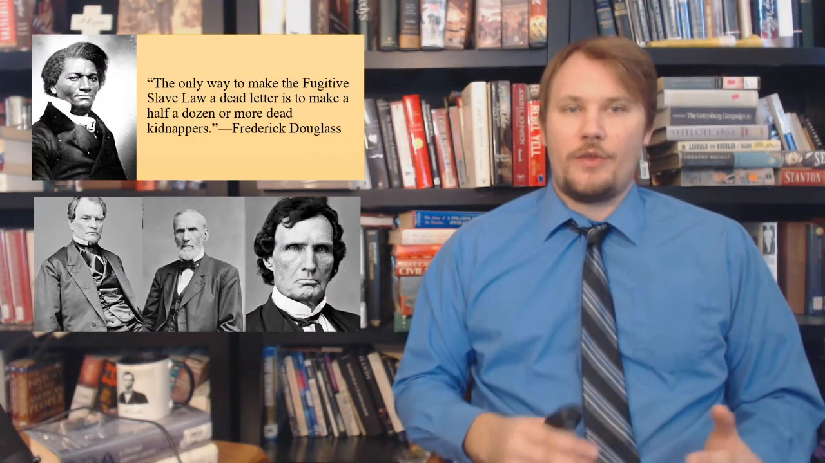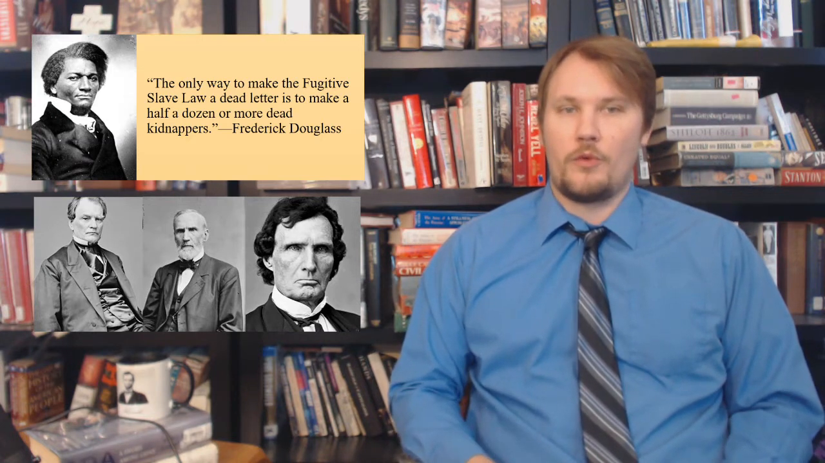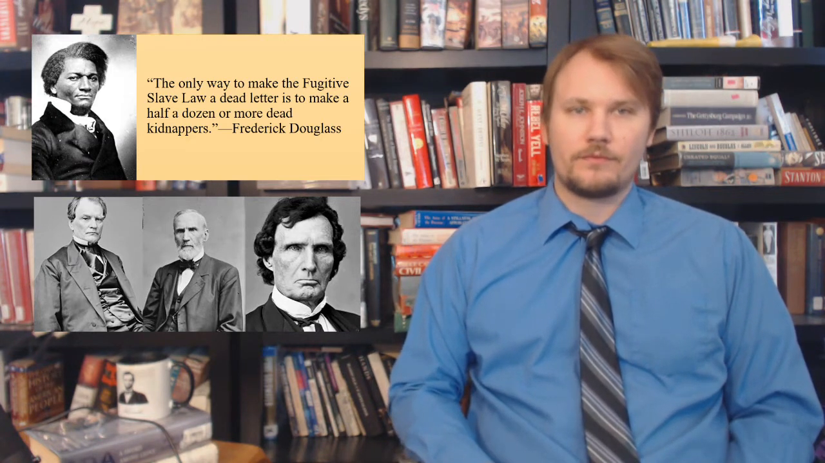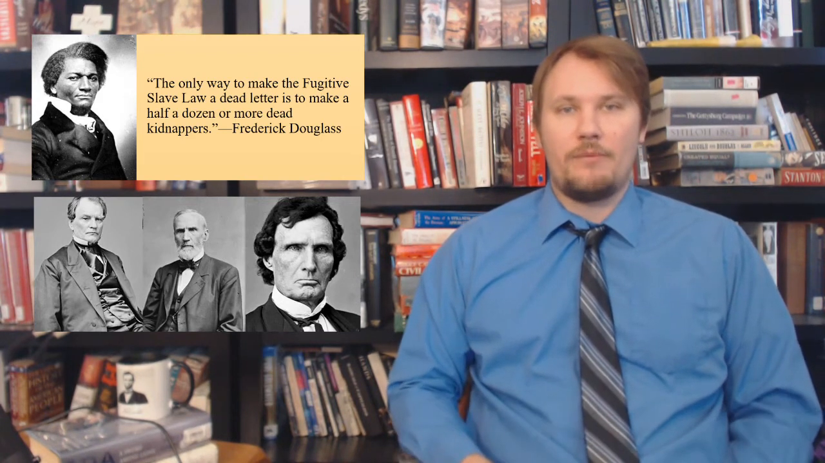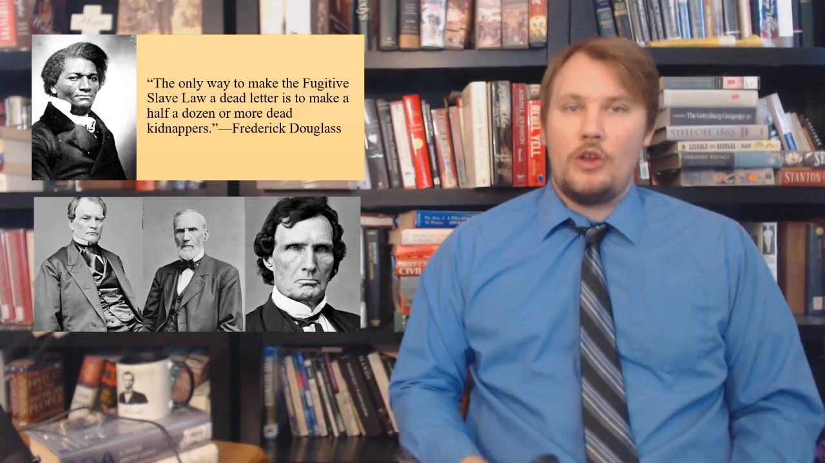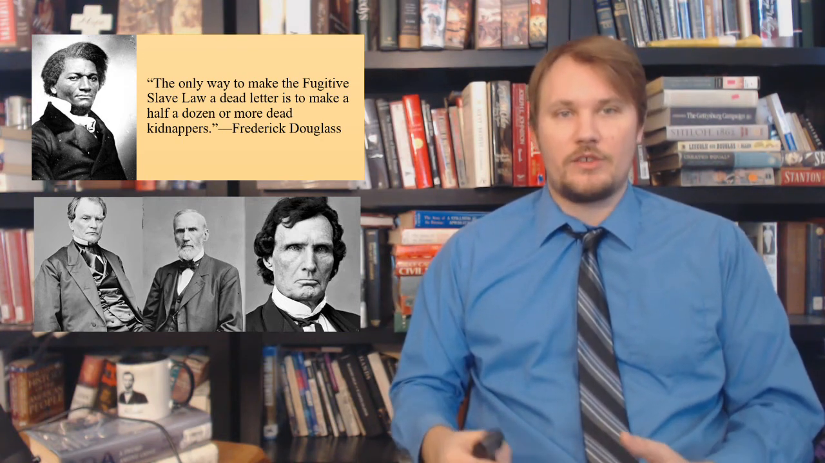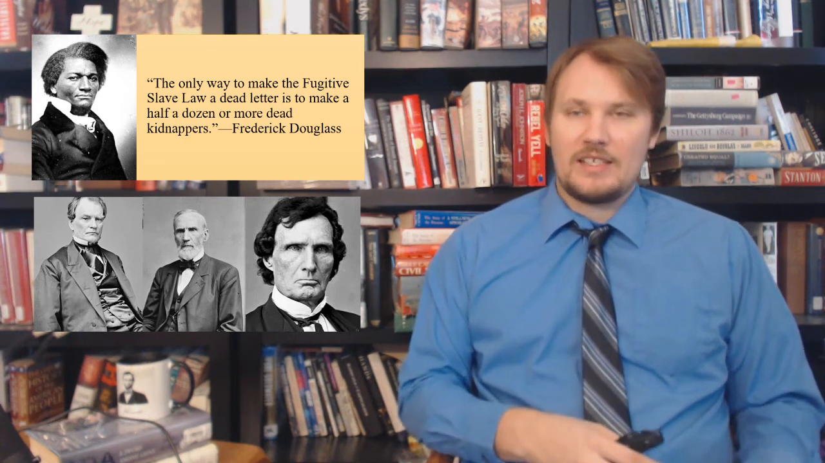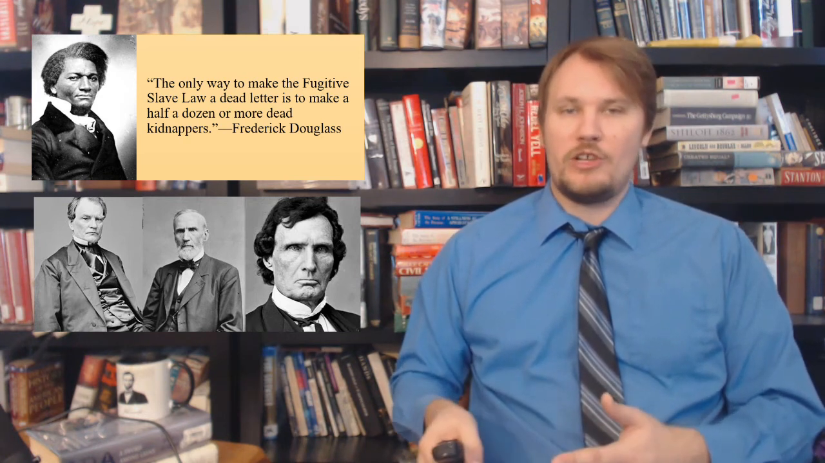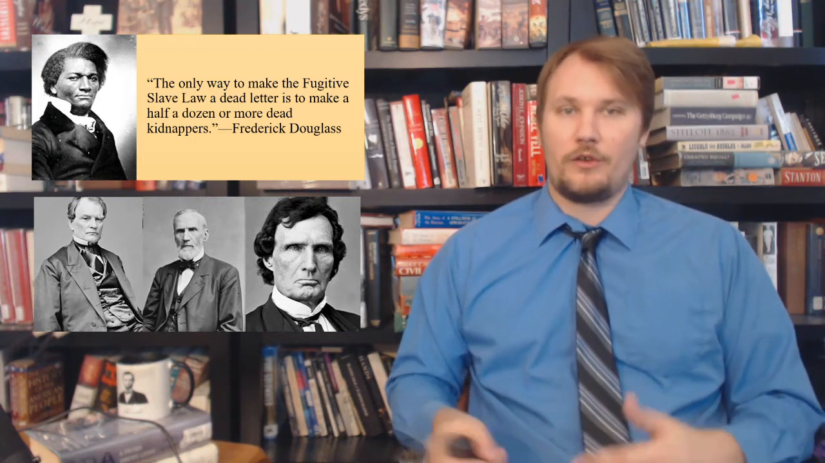Frederick Douglass said, "The only way to make the Fugitive Slave Law a dead letter is to make half a dozen or more dead kidnappers." While this is going on, the Fugitive Slave Law is also having an impact on politics in the North. Northern Whigs were having a hard time defending the law that Southern Whigs had supported, and many radical Whigs are winning election. Thaddeus Stevens, George W. Julian, and Benjamin Wade are just three examples. These three men will be famous later on during the Civil War.